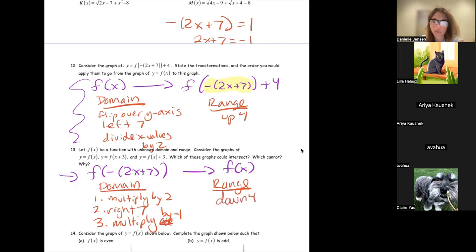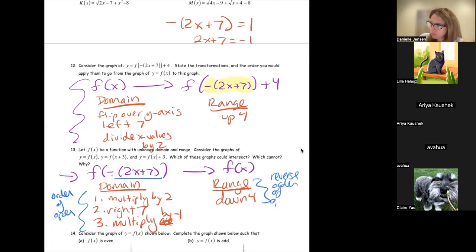So notice when you're going from the transformed back to the original, it's the exact opposite, meaning the domain actually follows the order of operations. Starting with x, I'd multiply by 2, add 7, then multiply by -1. And then the range would be reverse order of operations. So it exactly flips what you would do.